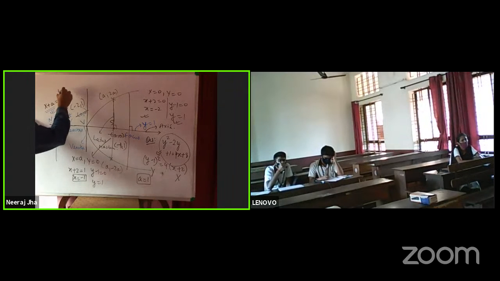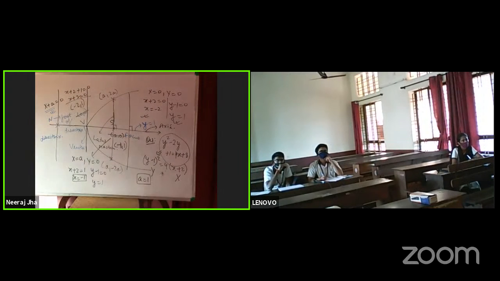And now we can easily find the directrix. Capital X plus a is equal to 0. Capital X is X plus 2. So x plus 2 plus a is equal to 0. Hence x plus 3 is equal to 0. This is the directrix. Also note one more thing, please.